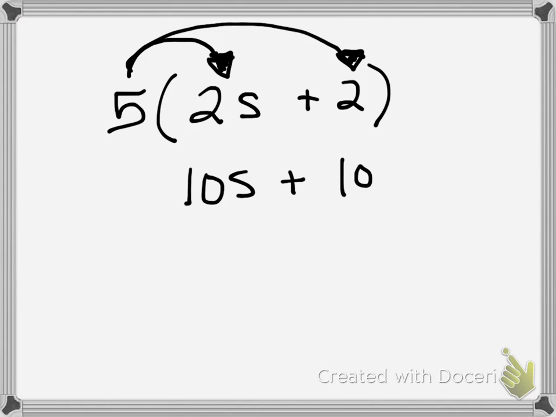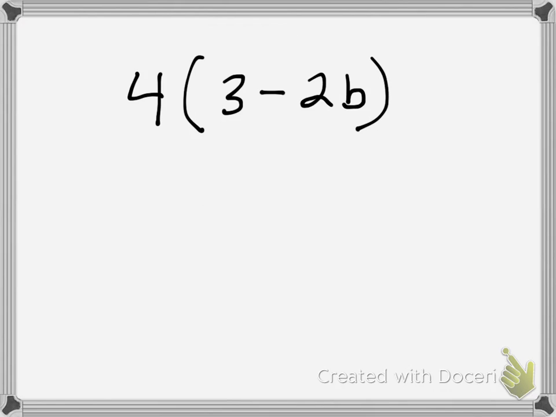Let's look at another example. 4 parentheses 3 minus 2b. We're going to follow the same process here. The 4 is multiplying because it's right against the parentheses. But again, because I don't know the value of b, I can't really make what's in the parentheses any simpler. So I will distribute the 4, which means I'm going to multiply it against everything that's in the parentheses. I'm going to multiply it against the 3 and against the 2b.